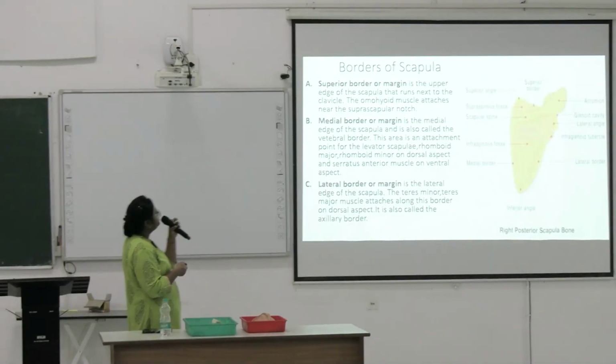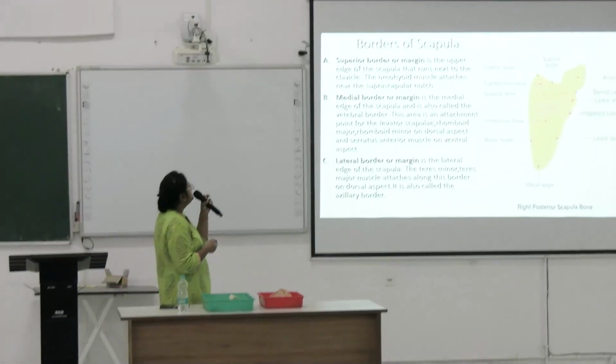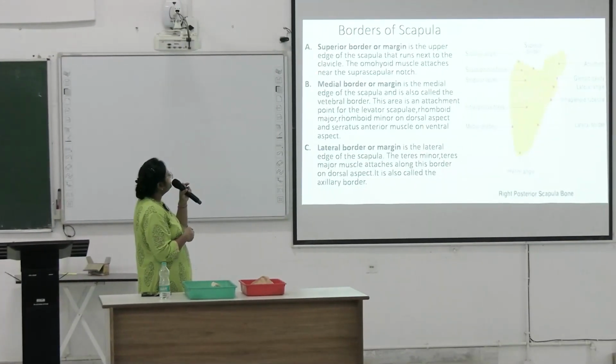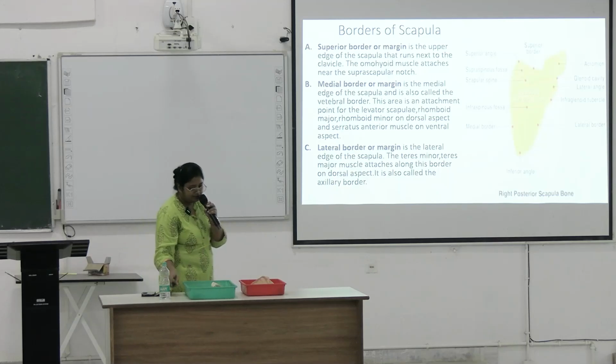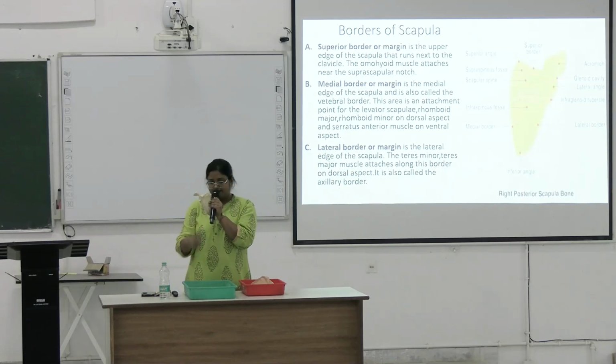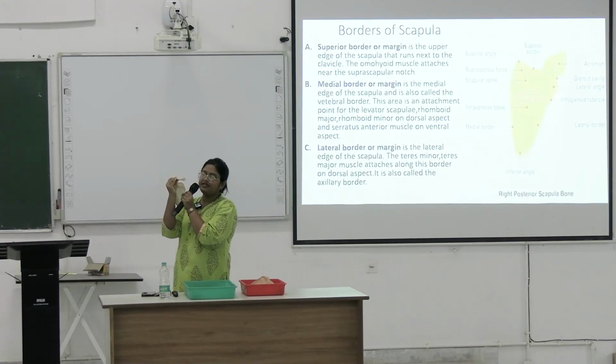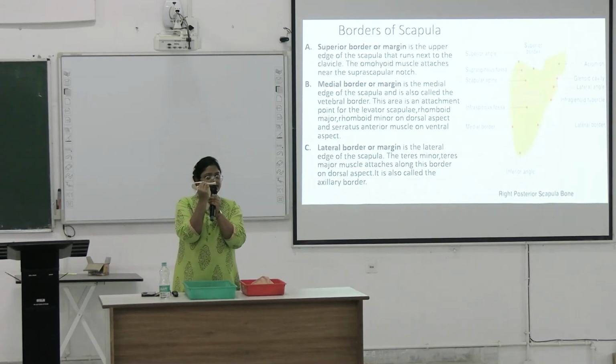First is superior border or superior margin. It is the upper edge of the scapula that runs next to the clavicle. You can see this is scapula and clavicle will articulate with the scapula like this. So in this position you can see scapula superior border is lying almost parallel to the clavicle.